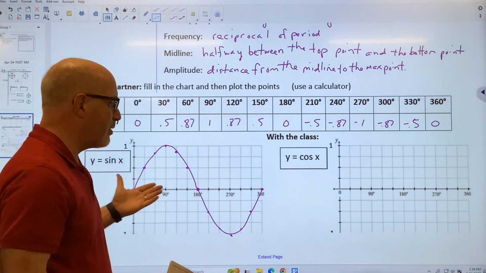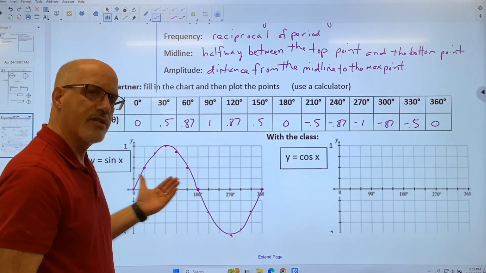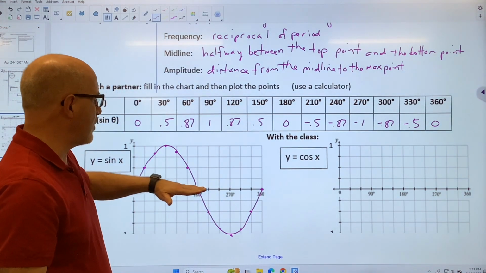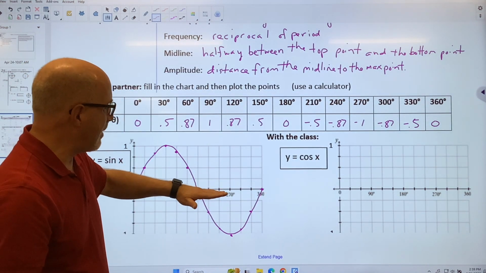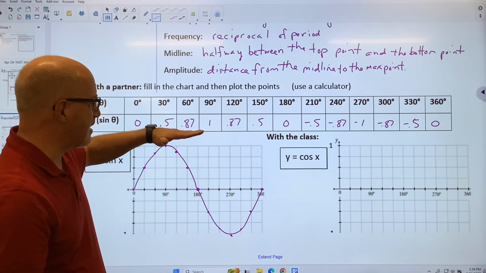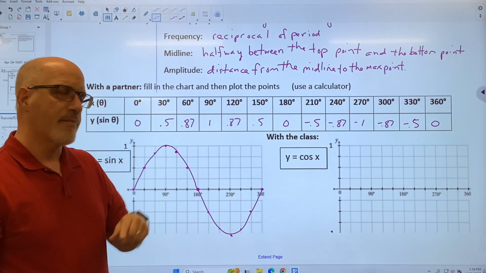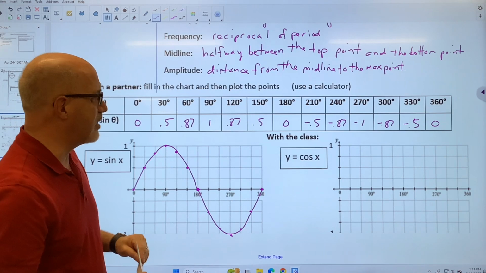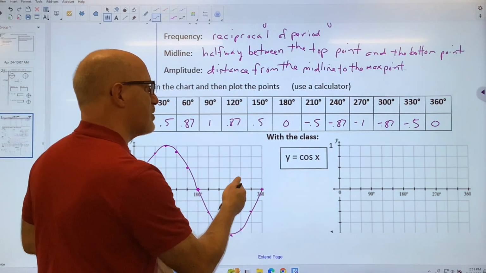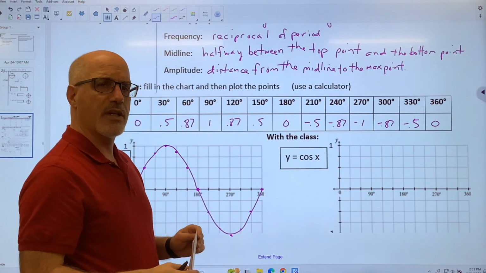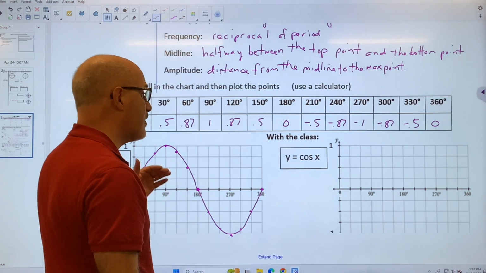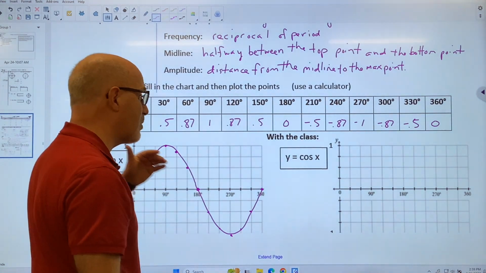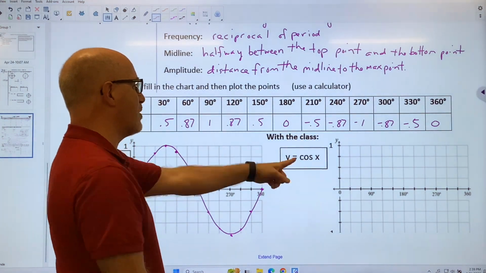So we have a period here of 360 degrees, and notice we have an amplitude from the middle up to the top of just 1. So we've got some values here we can use. Now let's go ahead and do cosine. We're not going to set up a chart for this. We're going to actually start with understanding that repeating values and then the connection between sine and cosine.